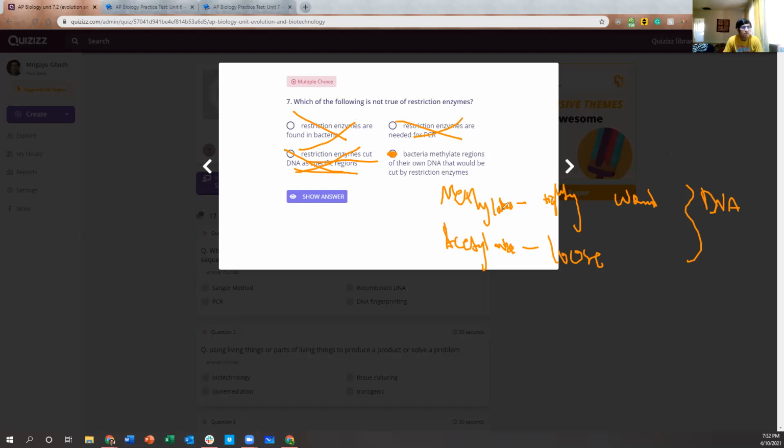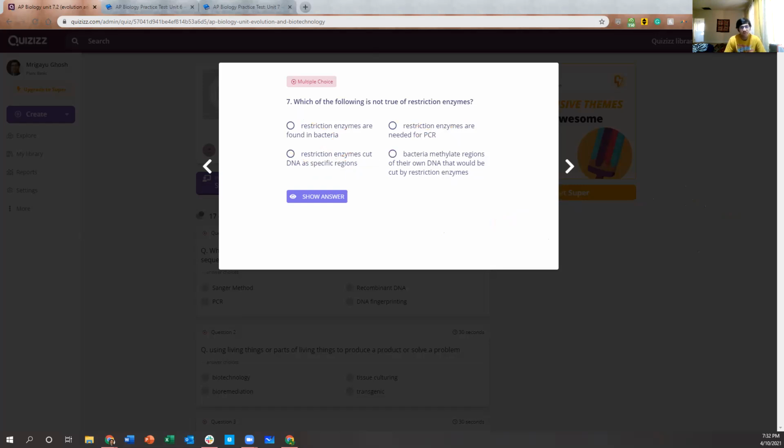Reason being, why would you want to methylate your DNA if you're trying to cut it? If you're trying to cut it, you probably want it to be loose, right? So that you can easily cut it. If it's tightly wound, it's probably not going to cut in the right place because it's very concentrated. I would pick this one based on our definitions of methylation and acetylation.